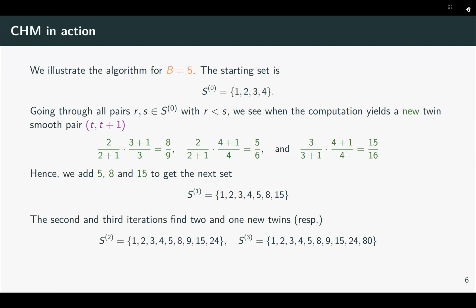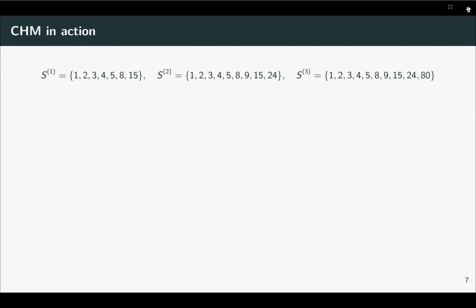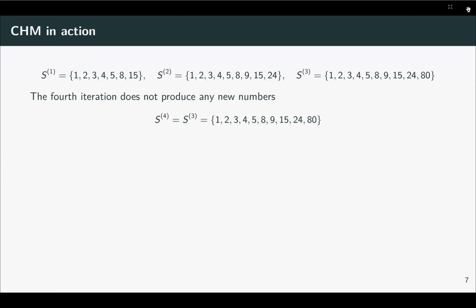We repeat this. In the second iteration, we get 2 smooth twins, I think 9 and 10, and 24 and 25, which we knew. In the third iteration, we get 80 and 81. Now the fourth iteration doesn't give us anything new. S4 is equal to S3, so we stop here. And this is actually all 10 B-smooth twins from the table I had on the previous slides.